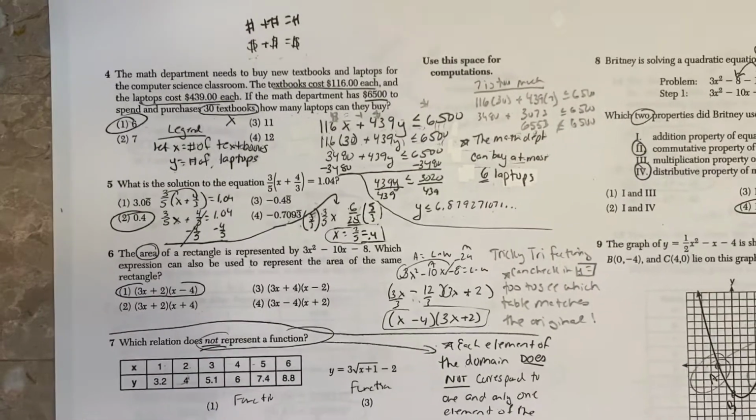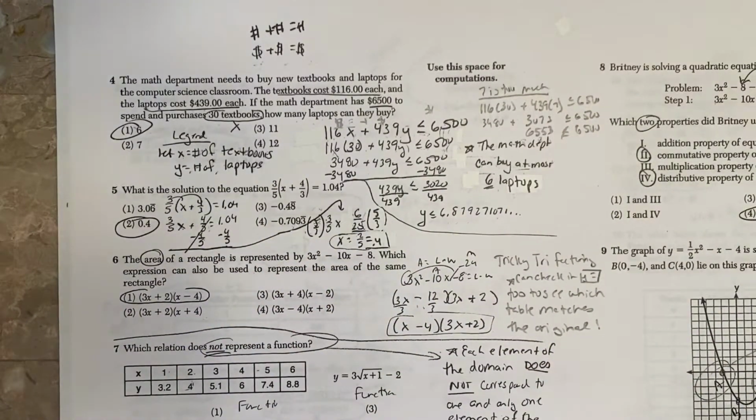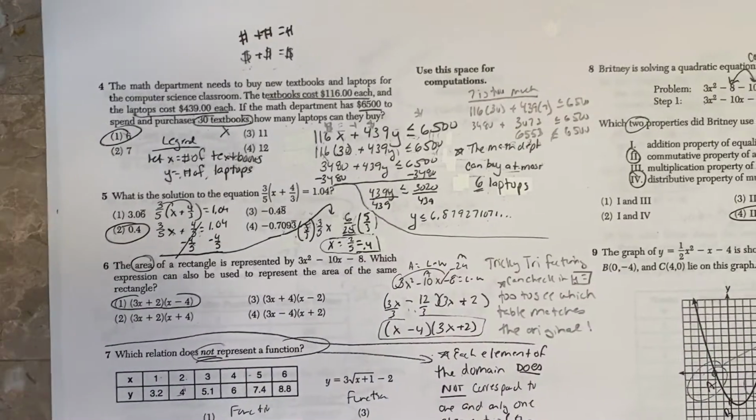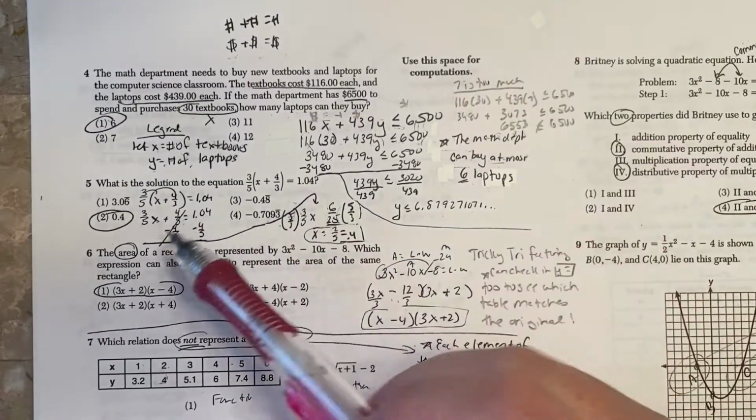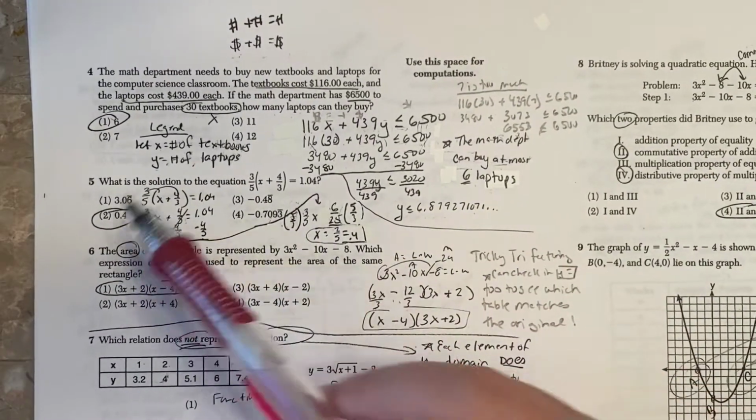All right, number 5: what's the solution to the equation? Basically, you're just doing DCMS. You're going to distribute, use your calculator with y equals, and when you solve, you should get 0.4.